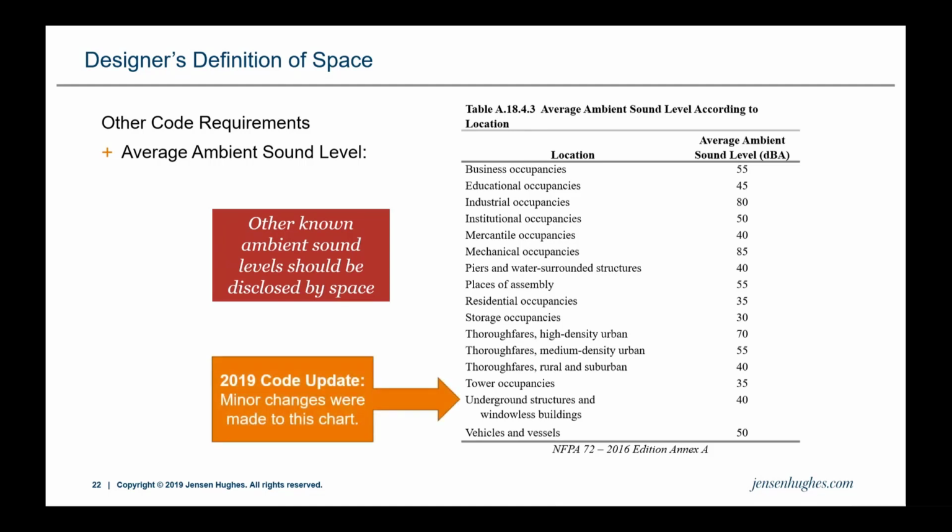And also note, if you are using the 2019 edition of NFPA 72, there were some minor changes that were made to this chart for the first time in probably about 20 plus years. For instance, the industrial occupancies increased from 80 to 88 dB on the new chart. So it might be mindful to just check out the latest edition of NFPA 72 so that you're getting the most up-to-date criteria when performing your design.